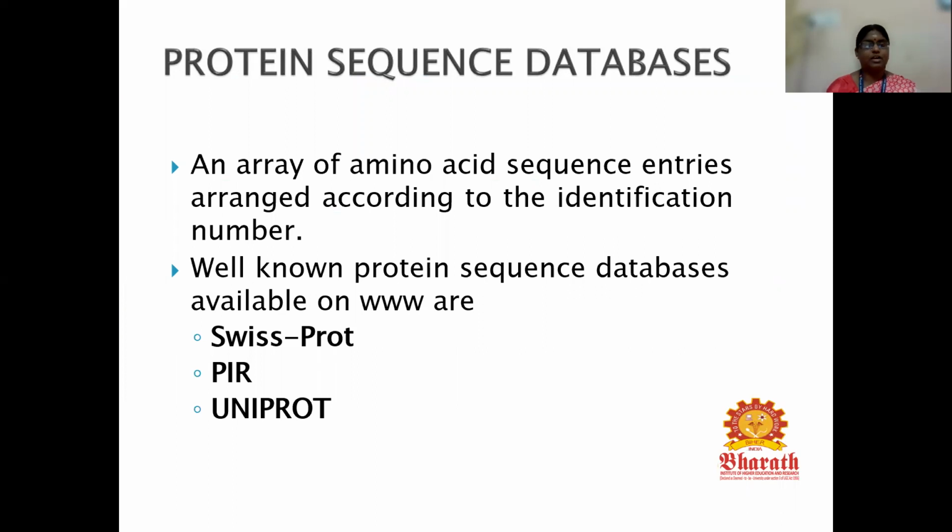And the fourth one is protein sequence databases. A protein sequence database is an array of amino acid sequence entries arranged according to the identification number. It mainly depends upon the identification number or accession number. Well-known protein sequence databases available on the World Wide Web are SwissProt, Protein Information Resources, and UniProt. So these three are the main protein sequence databases where we can get the motif sequences.